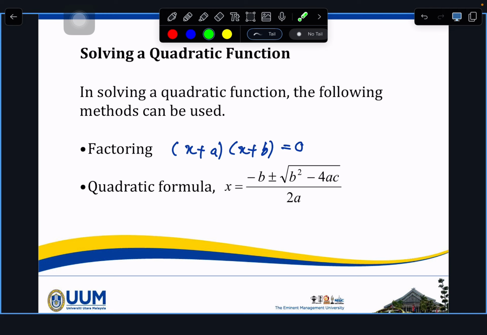And how do you factorize? I believe you use the calculator, correct? Because when I teach matriculation students, when I say pemfaktoran, they reply EQN, sir, EQN. Do you know what is EQN? From the calculator, right? So your language is EQN, but the mathematics term is factorize. And the second one is the quadratic formula.